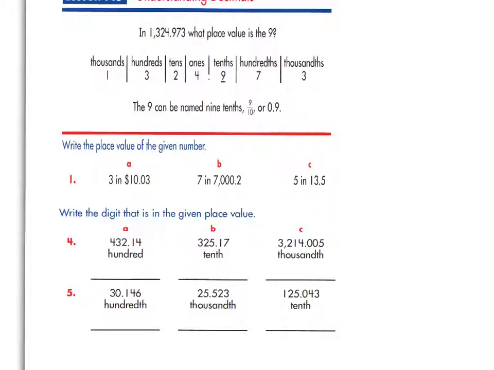All right, so you're going to do some practice here. You're going to write the place value of the given number. So tell what place value the 3 is in, the 7 is in, the 5 is in. Press pause and do that now. All right, so let's take a look. Here we have 3, and the 3 is in the second place after the decimal, which would make that the hundredths place.